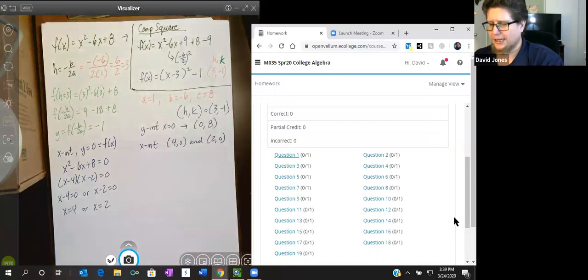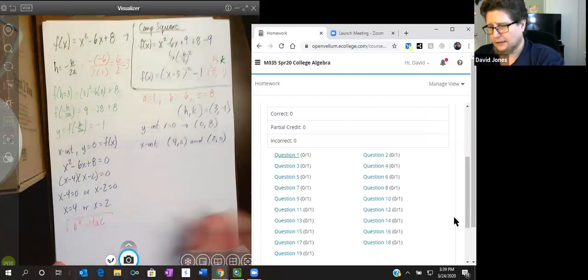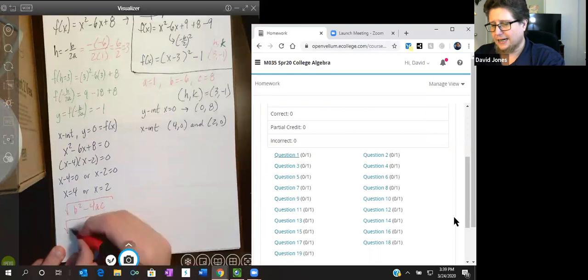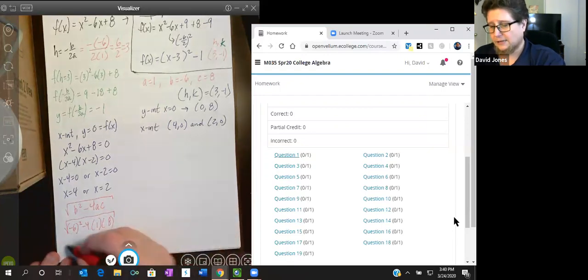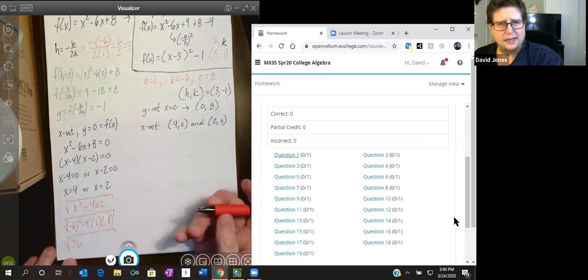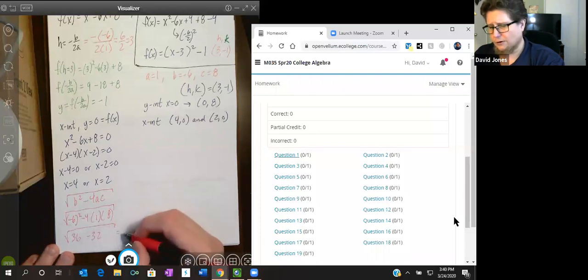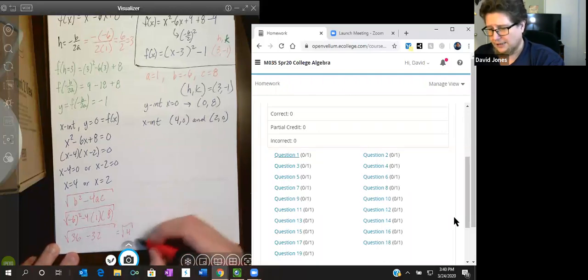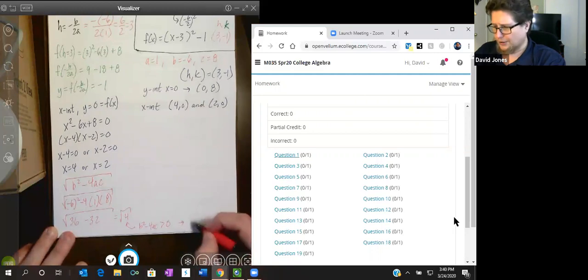And just to illustrate that b squared minus 4ac thing, I've got negative 6 squared minus 4 times 1 times 8. Negative 6 squared is 36. And negative 4 times 1 times 8 is negative 32. So that's the square root of 4, which is my b squared minus 4ac. It's greater than 0. So 2 real solutions.